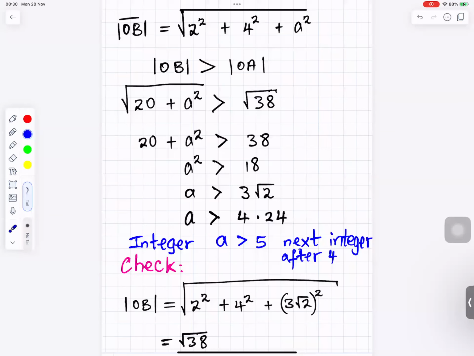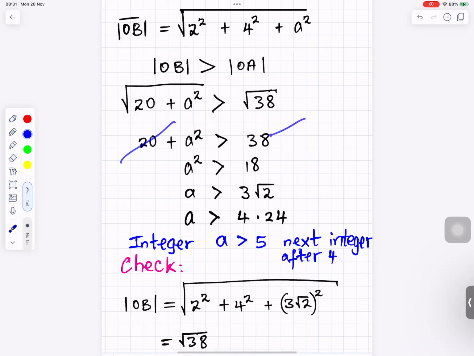For part B, we need to find OB. We do the same, 2 squared plus 4 squared plus A squared. But we don't know what A is. So we want to show that magnitude of OB is bigger than the magnitude of OA. We know OA is square root of 38 from part A. So we do 2 squared plus 4 squared, it gives you 20. So we want to solve this inequality. Remove the square root from both sides. So 20 plus A squared is greater than 38.